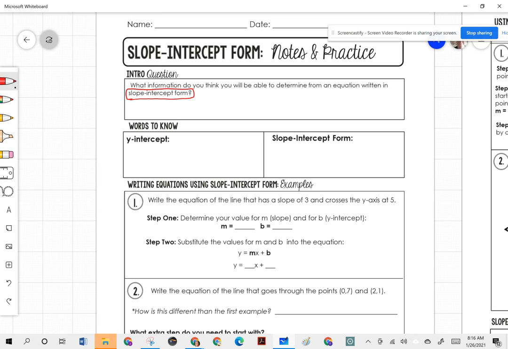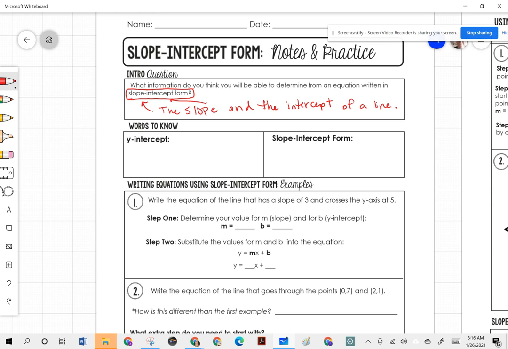So from the name of the equation, we are able to determine the slope and the intercept. Okay, remember an intercept is where it crosses the axis. So the slope and the intercept of a line.